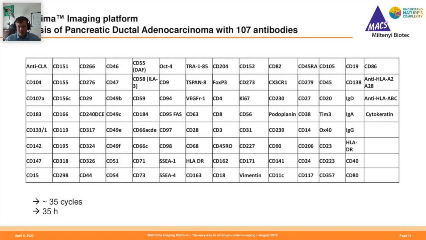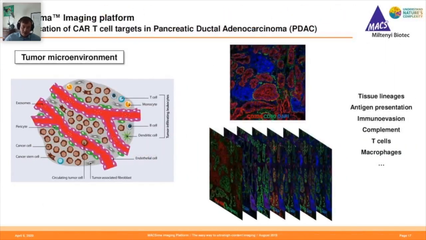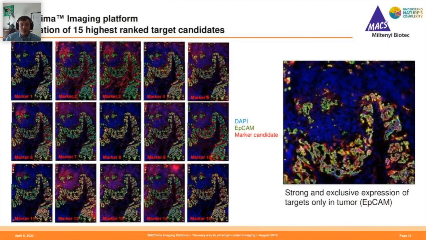But again, the amount of data you're getting is huge all at once. What this panel was used for was looking at CAR T-cell targets in pancreatic cancer, so we're looking at the tumor microenvironment here. We're looking at where the immune cells are, what the tissues are, what's close, and what's associated with each other. This data set was actually used to find the 15 highest ranked target candidates for a CAR T-cell immunotherapy approach, so we could then use the knowledge of those markers to design different immunotherapies in the future.